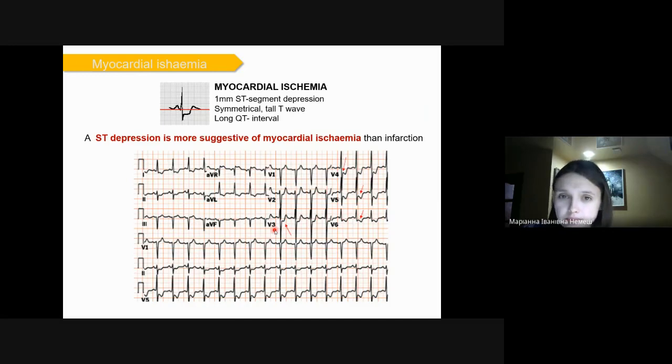So, myocardial ischemia. ST depression is more suggestive of myocardial ischemia than infarction. We could see here ST depression below the isoelectric line, and this depression could be about 1 millimeter. And also we could identify a long QT interval.